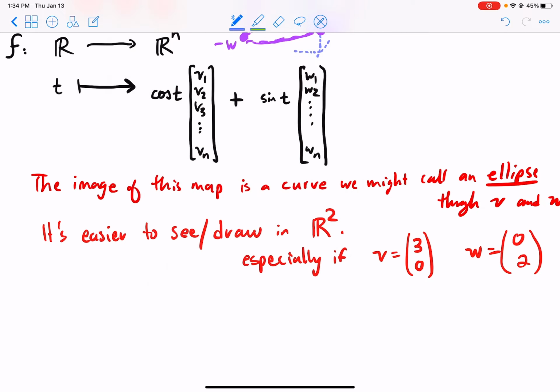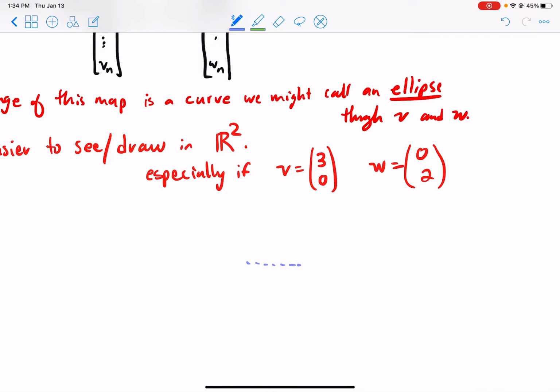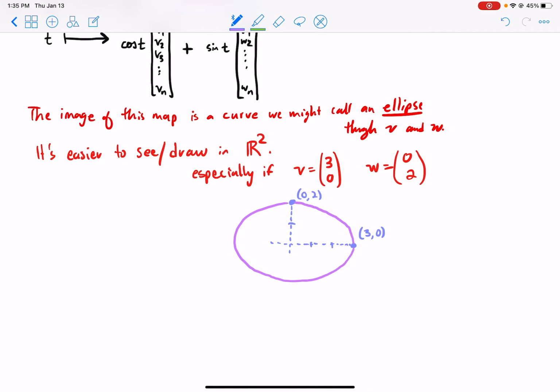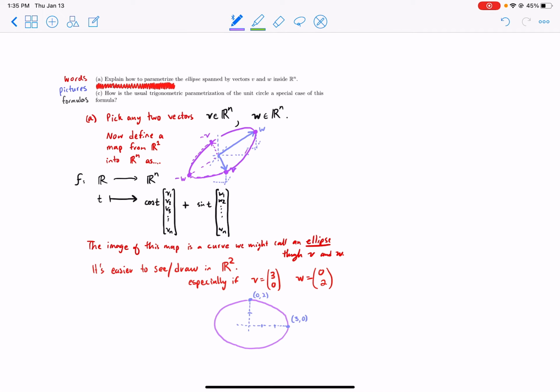Then a little picture that I'll have is, let's say that's the point (0, 2), and then maybe this is the point (3, 0). Then my ellipse is just going to be like this. Okay, now that's pretty good. I think I did part A quite well. Let's look at part C.